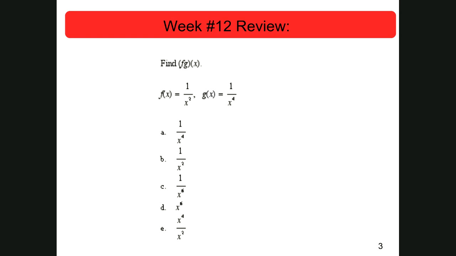In this problem, it's just a multiplication. It's just f times g of x, and since it's an x here, they just want me to find the two functions multiplied together, so I'm just going to multiply 1 over x squared times 1 over x to the 4th, which ends up being 1 over x to the 6th power.